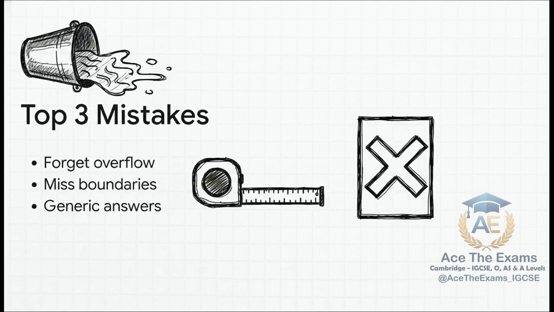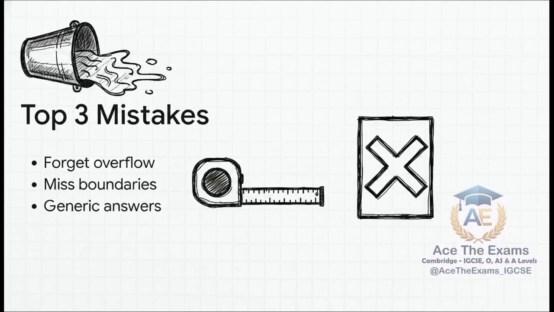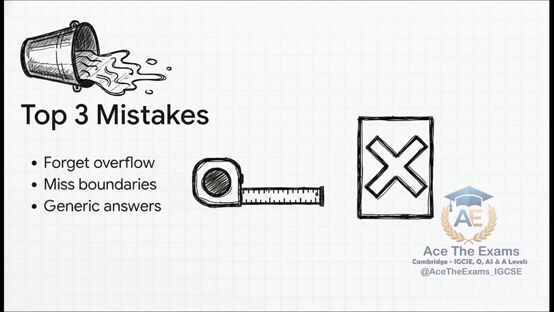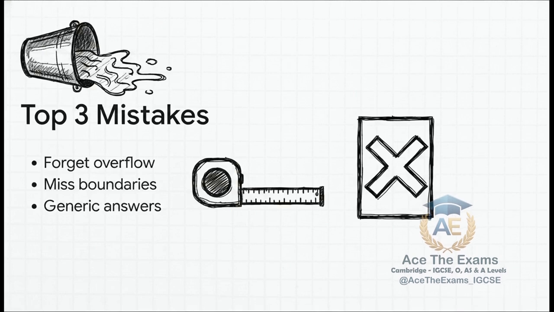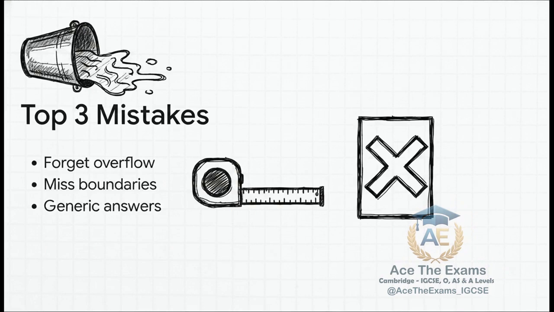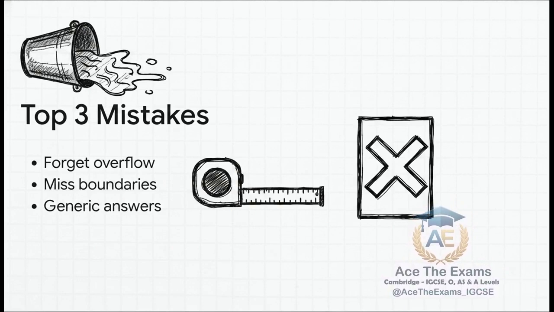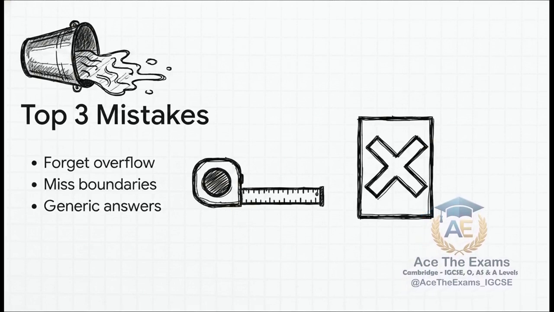While ignoring boundary conditions and overflow is incredibly common, the absolute biggest pitfall is failing to adapt your knowledge to the specific scenario. Let's break these down specifically in a database context. Mistake number 1, forgetting overflow and edge cases. Imagine you use DDL to define a field as a standard integer, but the scenario system is meant to track global population statistics. You are going to experience a massive integer overflow.